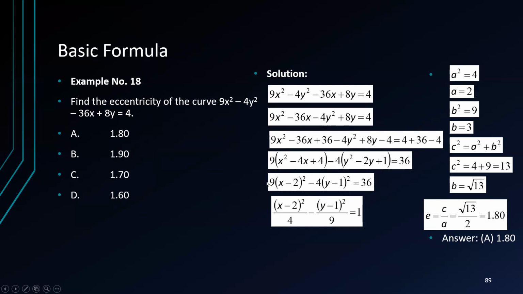Dividing all by 36, it becomes (x minus 2) squared over 4 minus (y minus 1) squared over 9 is 1. So here, a squared is 4, so a is 2, b squared is 9, so b is 3. So, c squared is equal to a squared plus b squared, which is 13. So c is the square root of 13. So, e is equal to c over a, or the square root of 13 over 2, which is 1.8. So, the answer is letter A.